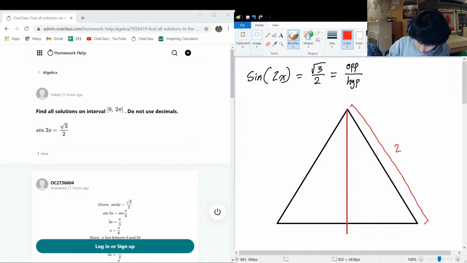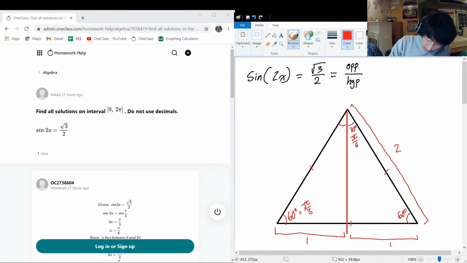Now maybe I'll switch up my colors. So imagine this side length is 2. This side length is 1, but there's also this side length which is 1. You could see it was originally 2, but since we chopped it in half, they're going to be 1 on each side. This is an equilateral triangle. So we know that this has got to be 60 degrees, which is another way of saying pi over 3. And this is the same deal, 60 degrees. And over here, it's going to be 30 degrees, which is pi over 6. And over here, also 30 degrees, which is also pi over 6.